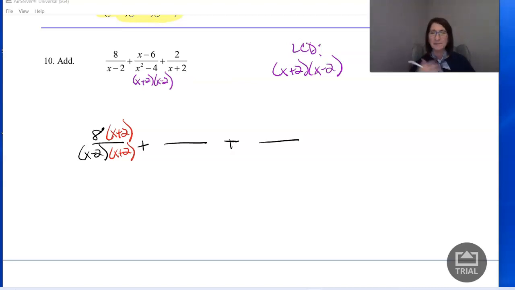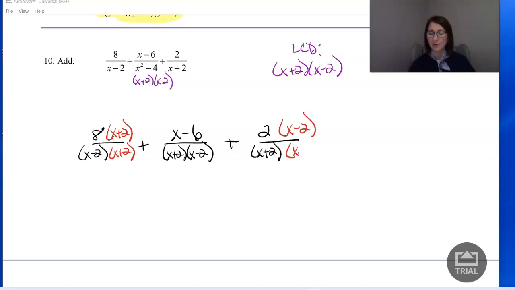Now I'm going to go to my middle rational expression. That one is not missing anything. I've got it all, so I don't have to multiply by anything to create an equivalent rational expression. My last one, or the third one, is missing the x minus 2. So I'm going to go ahead and multiply both my numerator and my denominator by that x minus 2.